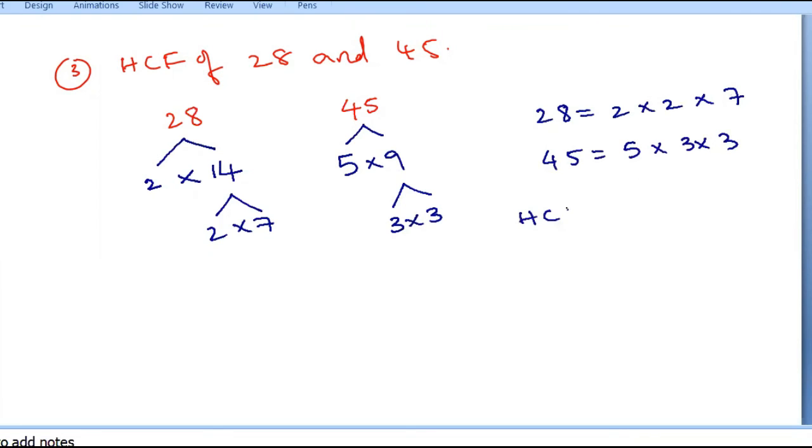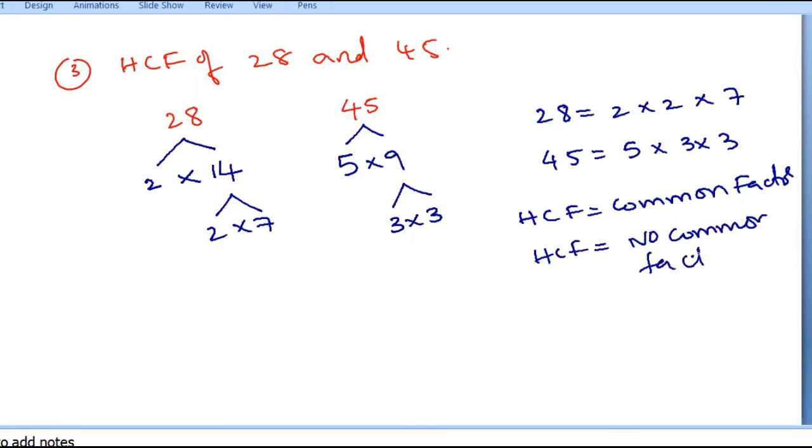Now what is the HCF? We are going to select the common factors from those products. What are the common factors here? Here nothing is common. So if there are no common factors, what is the HCF in this situation? If there is no common factor, you should take the HCF as 1. So the HCF of 28 and 45 is 1.